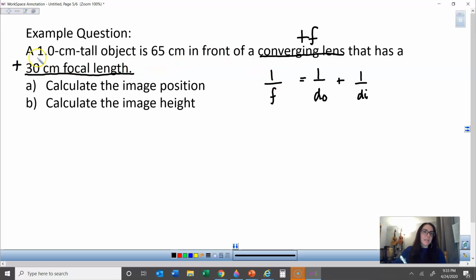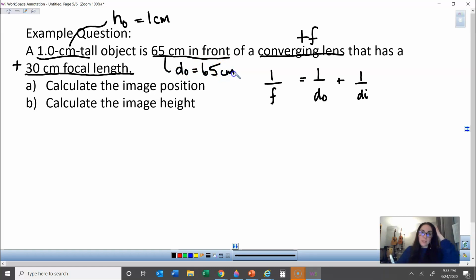Now we have the height of the object. So this is the object height, HO. This is always positive. And then we have the object distance, DO. It's in front of a lens, so this is always positive, so that's good news too. Now, since these are all in centimeters, we can keep everything in centimeters. We don't need to convert to meters unless the problem specifically says that. So let's go ahead and calculate this.